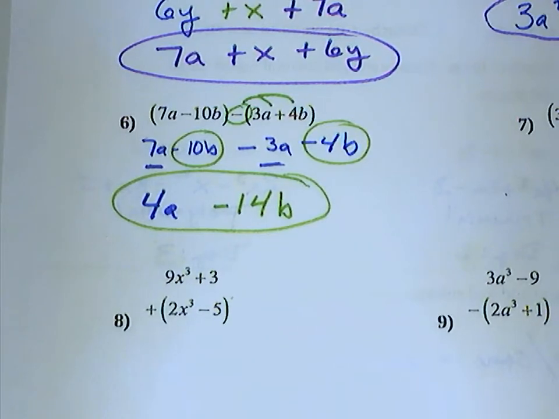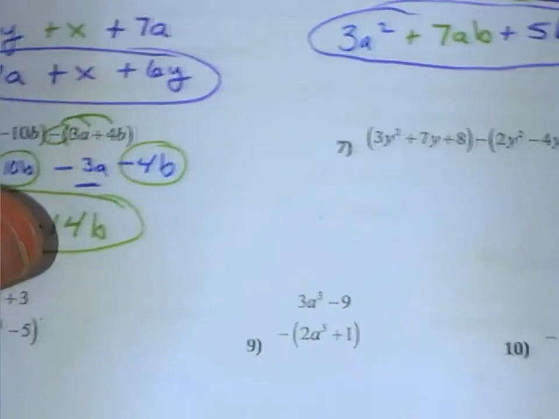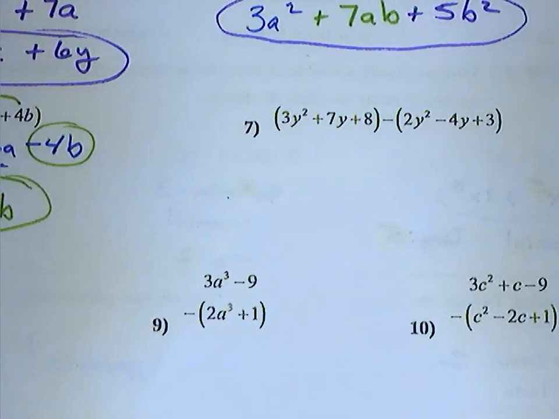So use that same idea when you do number 7. You are taking one trinomial and subtracting every term of the other trinomial. I like to rewrite it. Positives become negatives and negatives become positives. Right? Flag me down if you need help.